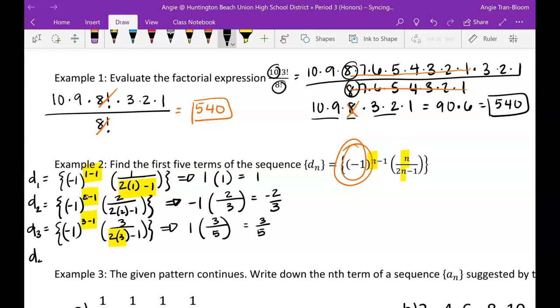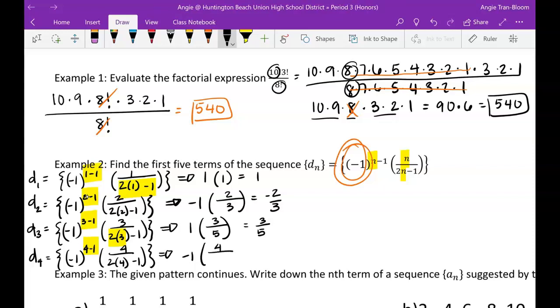All right, my fourth term, I'm out of space. Open bracket, -1 to the 4 minus 1 times 4 divided by 2 times 4 minus 1. Close the parentheses, close the bracket. All right, let's do some basic math. 4 minus 1, I'm sorry, is 3. -1 to the third power is -1 times 4 over 2 times 4 is 8. 8 minus 1 is 7. So this is giving me a -4 over 7. Okay, so those are the first 4 terms.